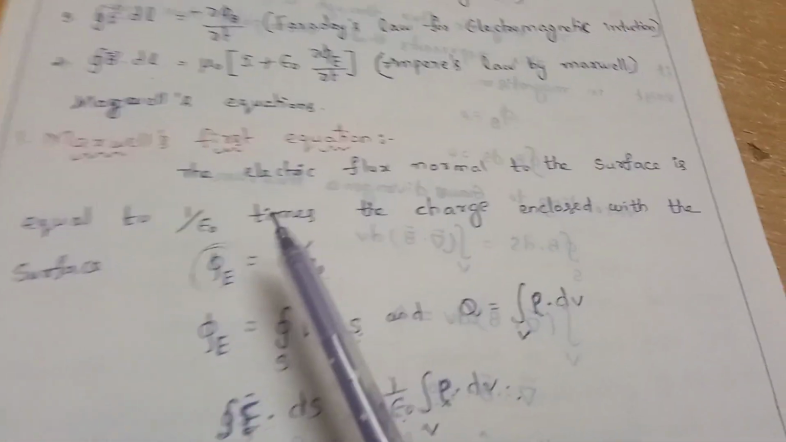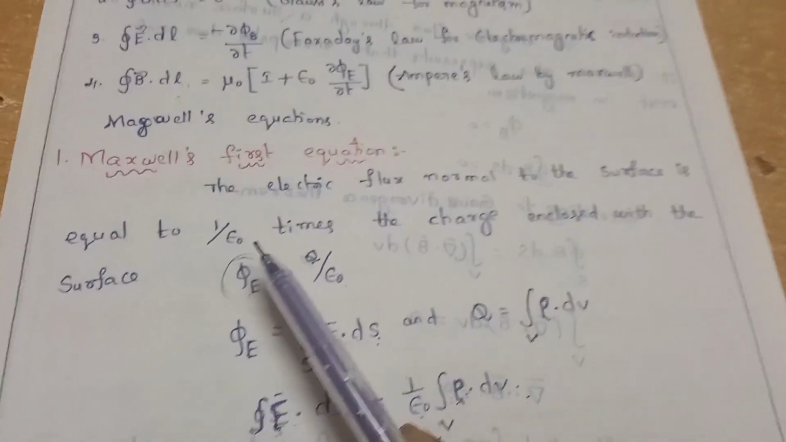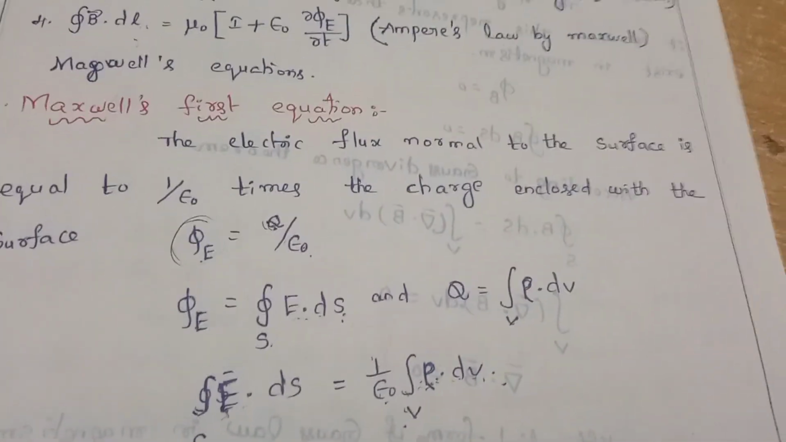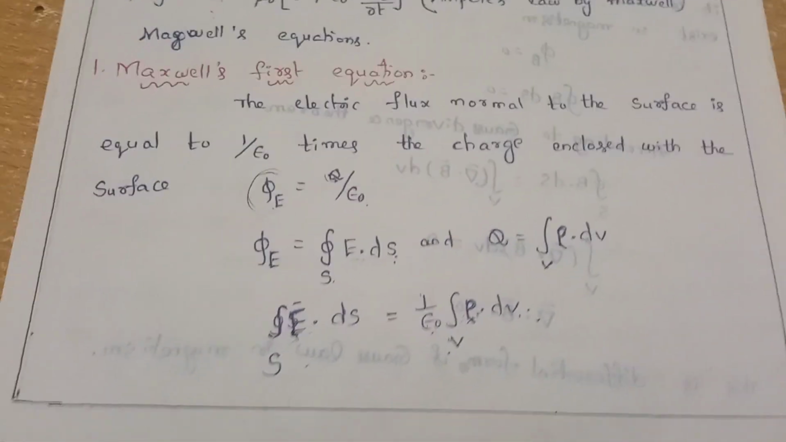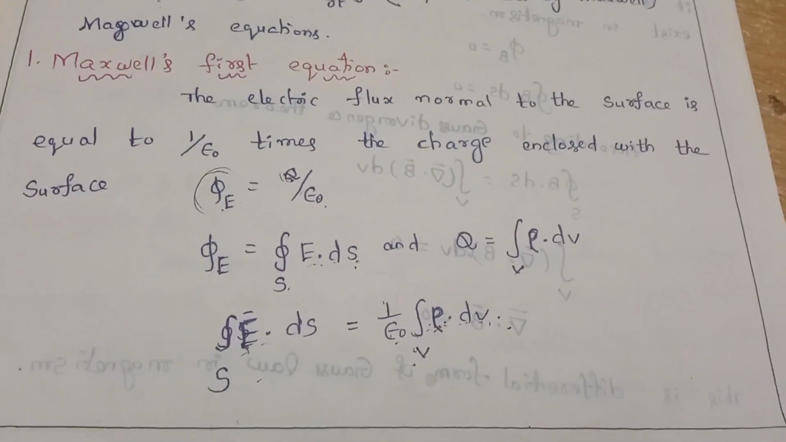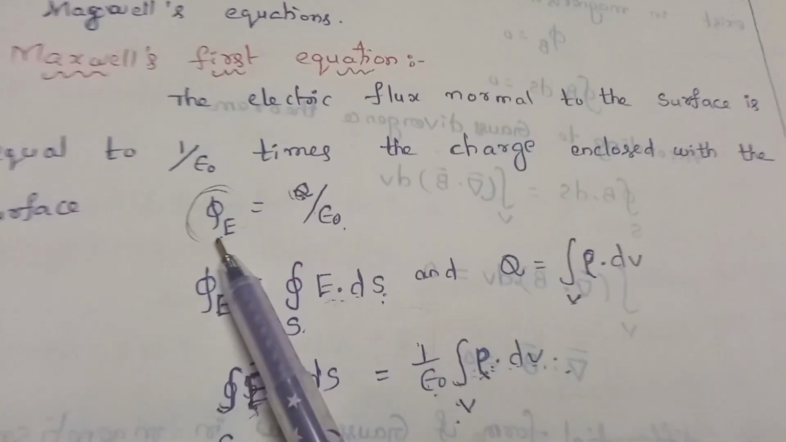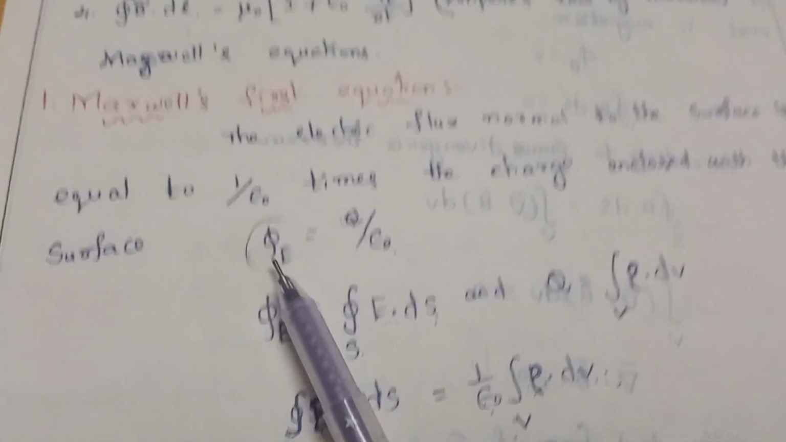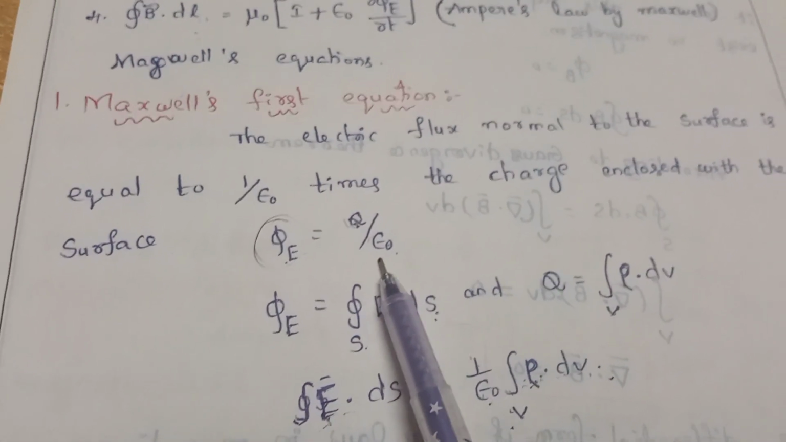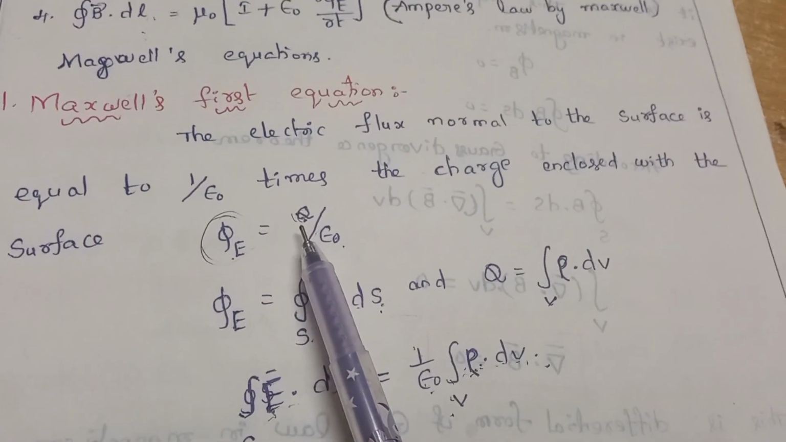In the first equation, the electric flux normal to the surface is equal to 1 by epsilon naught times the charge enclosed by the surface. Here phi suffix e is known as electric flux. So electric flux is equal to 1 by epsilon naught times the charge.